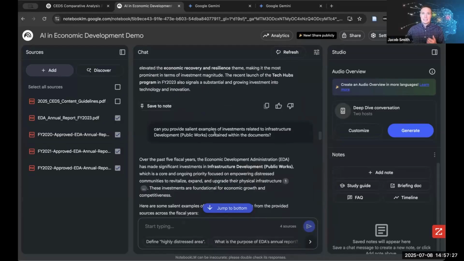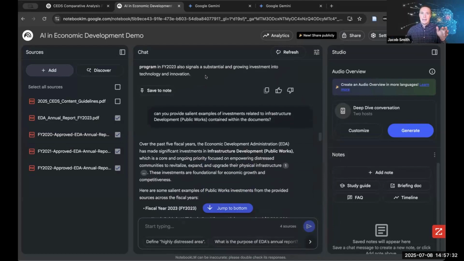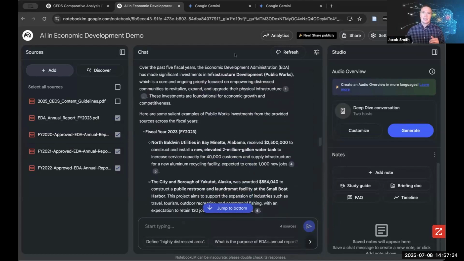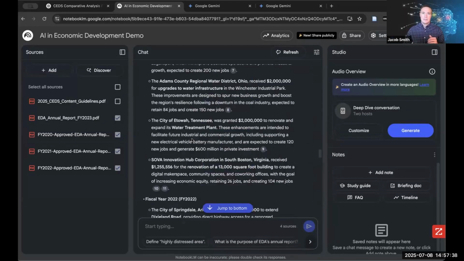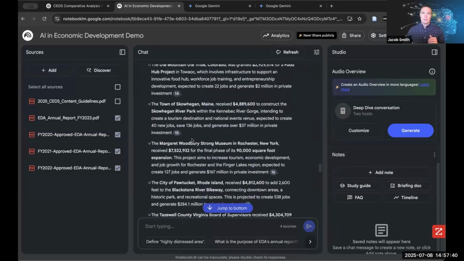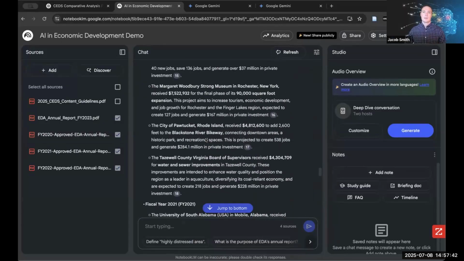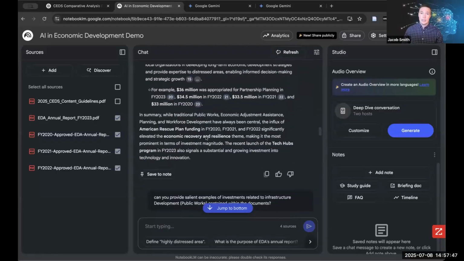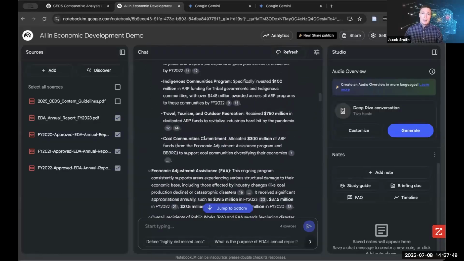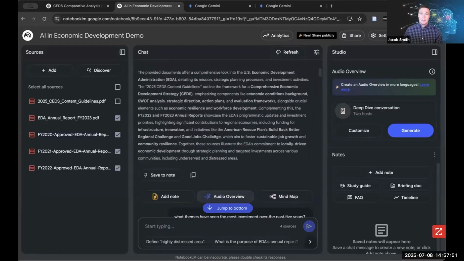I also asked, diving a little bit deeper, if it could provide examples for a specific area it highlighted, and it went through and provided, for each fiscal year, all of the examples and the quantities associated with that. So it's a really cool platform when you have a set of documents that you want to query using AI. There are a lot of interesting features in this.